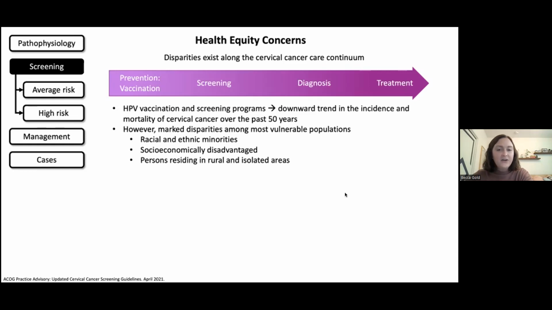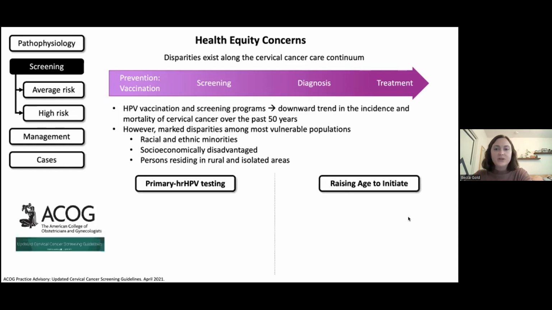And then I also wanted to highlight a really interesting practice advisory that was released by ACOG in April of 2021 after the new ACS 2020 screening guidelines came out. I wanted to highlight just 2 points that they put in this advisory statement with regards to larger health equity concerns. The first was their concern about the use of primary HPV testing, and the second was related to raising the age of screening initiation.